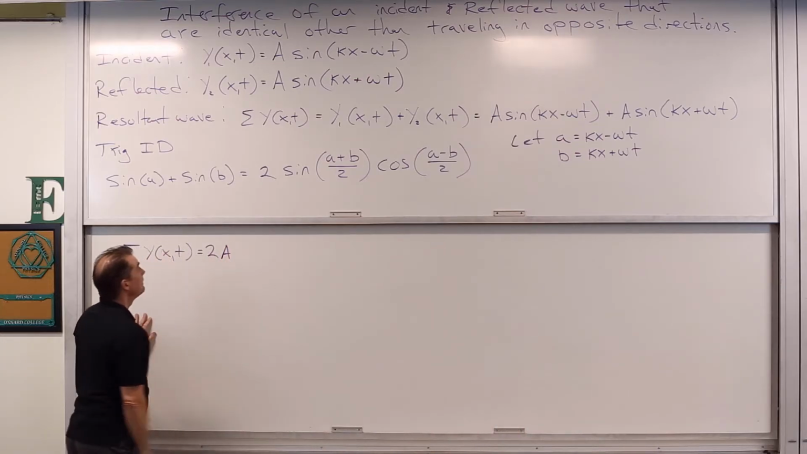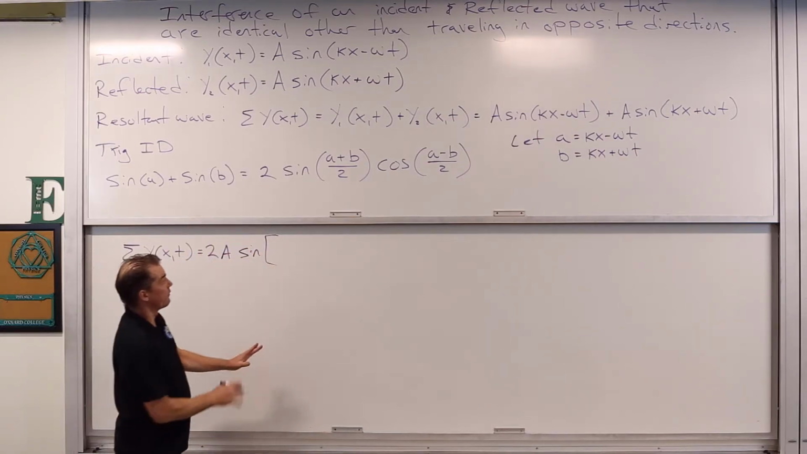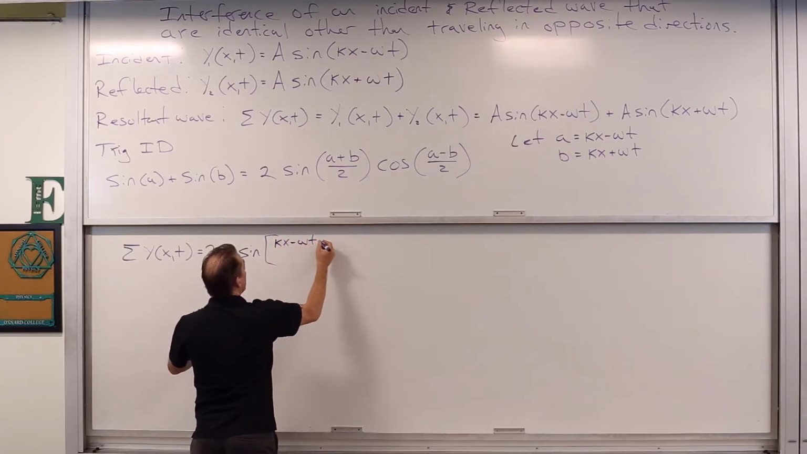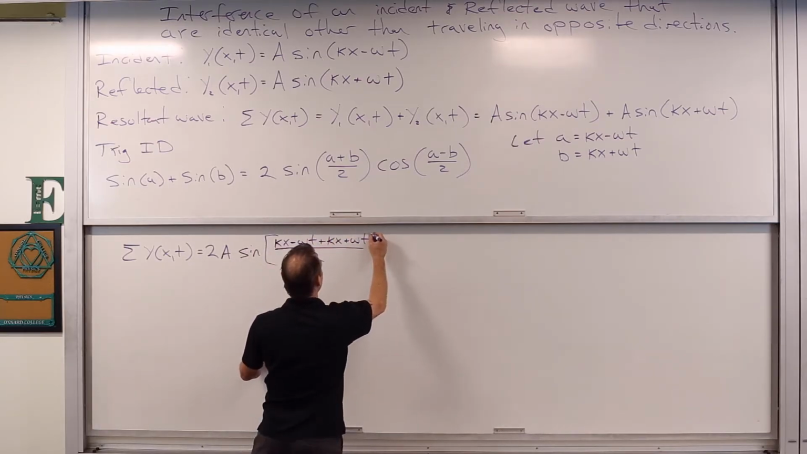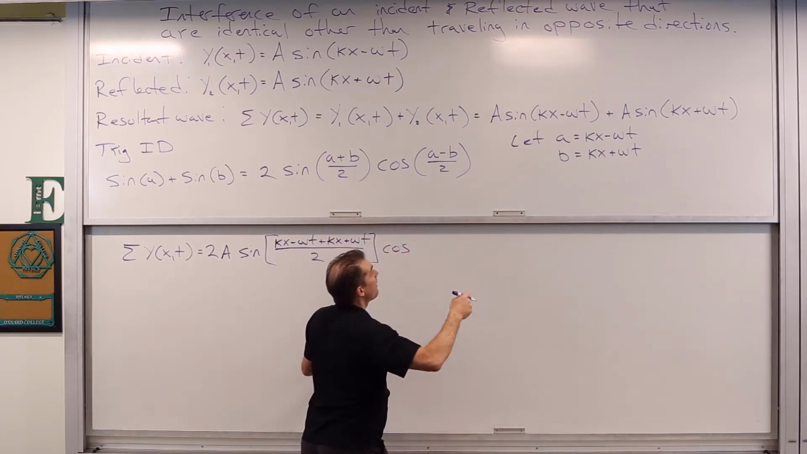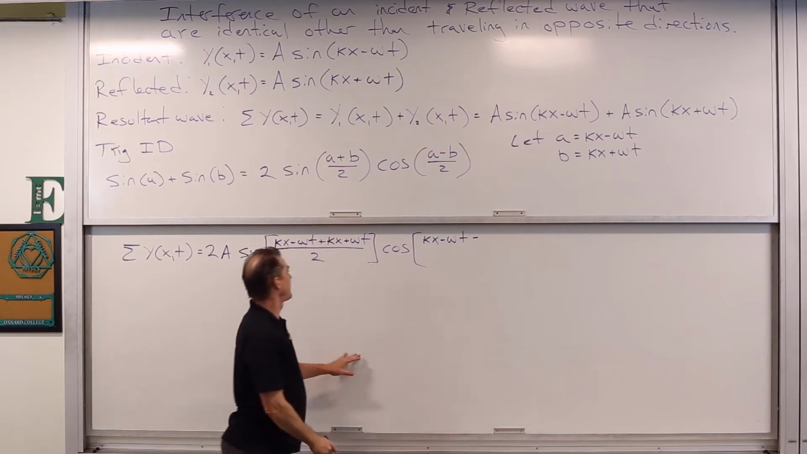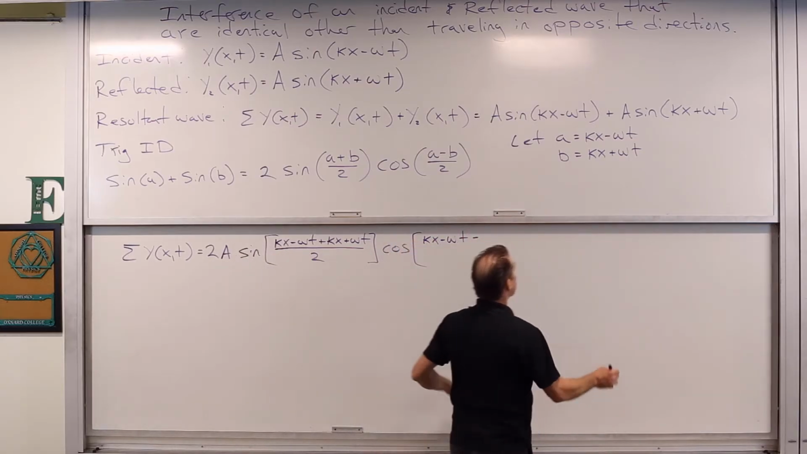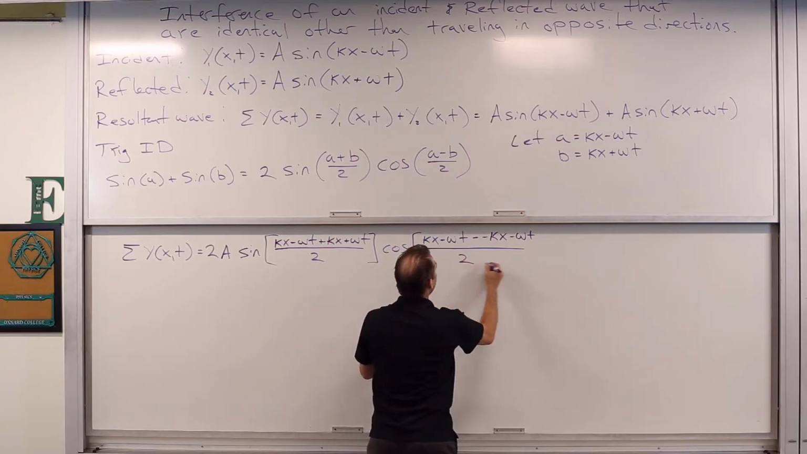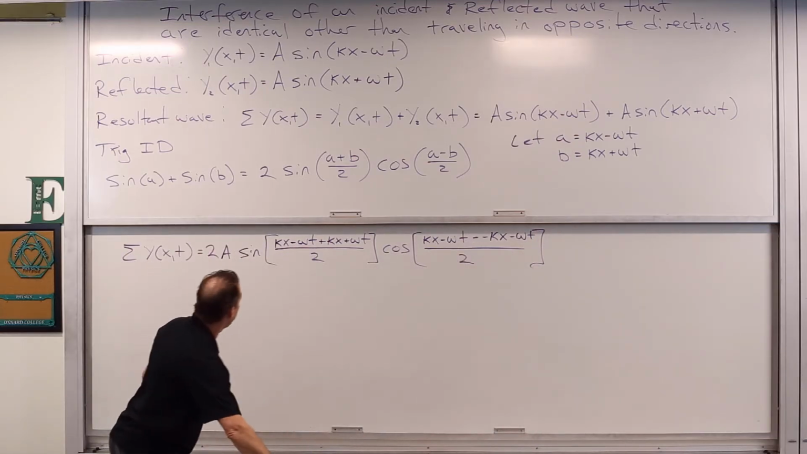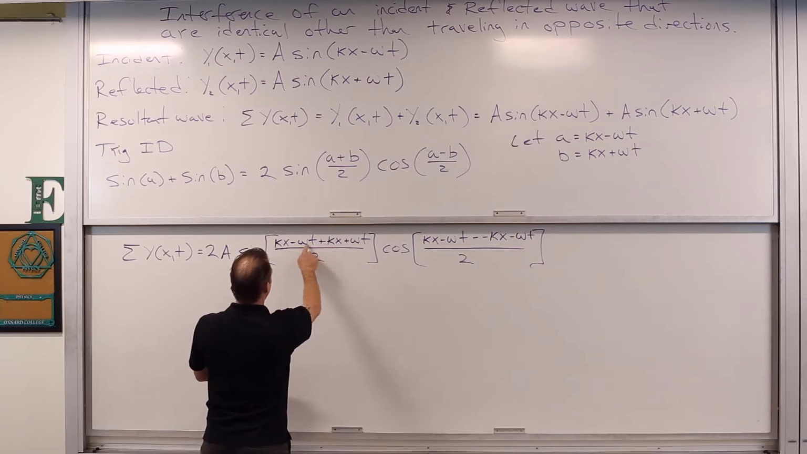So, what do we get? Sigma y of x and t is going to be equal to 2. I'm going to go ahead and factor out that A, the amplitude, so we get a 2A right there. And then we've got the sine of the quantity (A plus B) divided by 2. So we have kx minus omega t plus kx plus omega t, divided by 2, times the cosine of (A minus B) over 2. So we get the cosine of kx minus omega t minus B, so minus B is going to be minus (kx plus omega t), all divided by 2 as well.